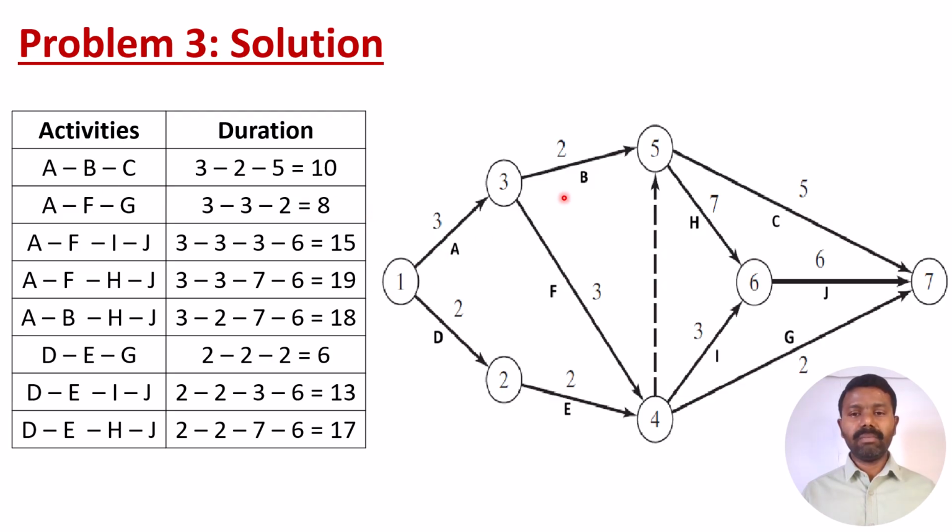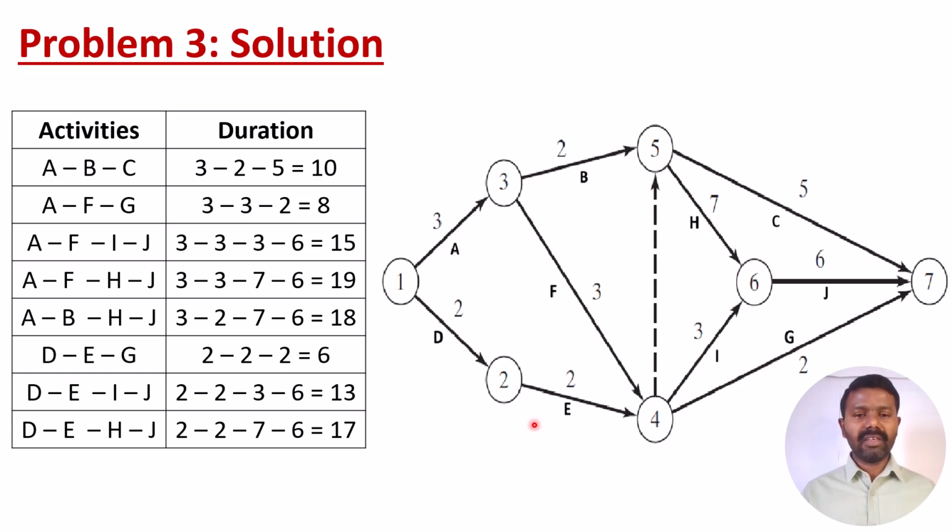Now, in the old method, the previous method, ABC is the first path. ABC is taking 10 hours. AFG is taking 8 hours. AFIJ is taking 15 hours. AFHJ is taking 19 hours. And ABHJ is taking 18 hours.